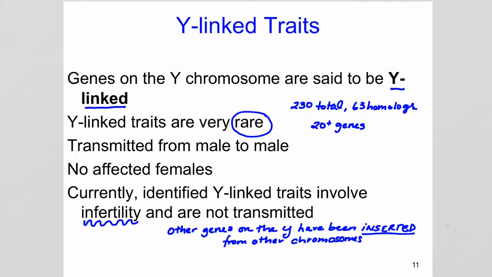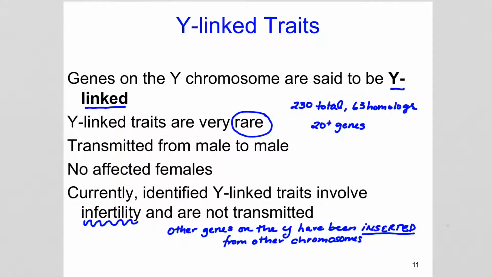So currently, some of the identified Y-linked traits, so phenotypes that are influenced solely by genes on the Y chromosome, relate to infertility. We've discussed that a bit because 3 of those main genes control sperm production and function. But obviously those can't be transmitted because if they're affecting or leading to infertility, there's no way that that male can pass on the genetic information.